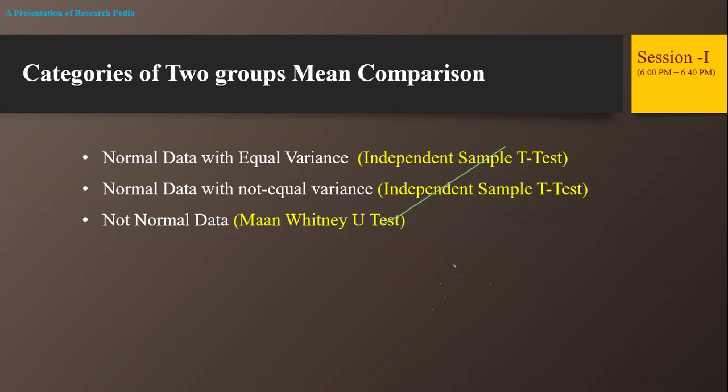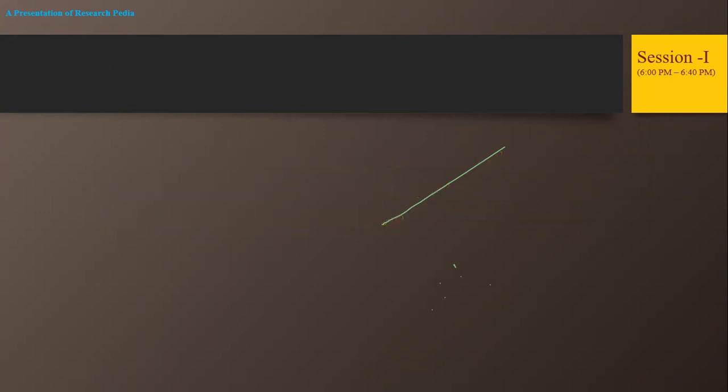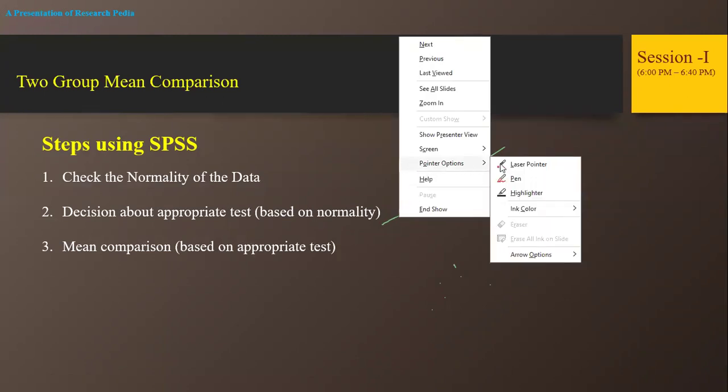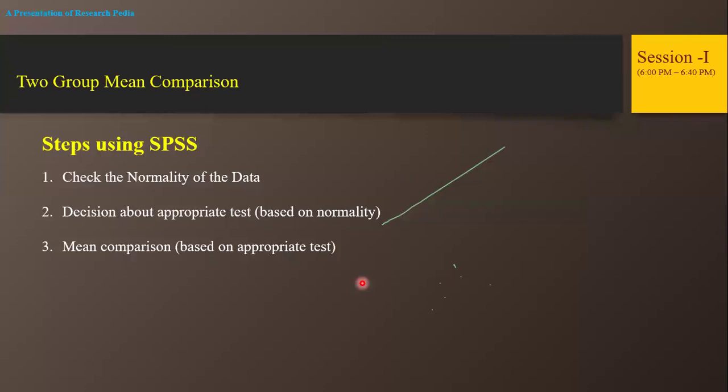So, in two group mean comparison, we may be interested in the three categories of data set. How would we consider two group mean comparison? There are three steps involved. First of all, we need to check the normality of the data, make a decision about the appropriate test based on normality, and then test the comparison of means based on the appropriate test. So these are the usual test procedures that would be applied when we are dealing with the two group comparison.